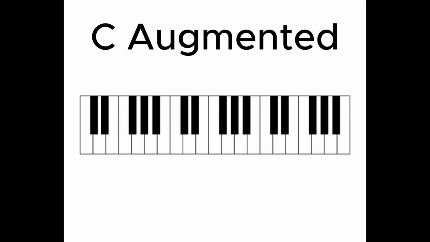Now finally we have our augmented chord, which is 4 half steps from the root to the third and 4 half steps again from the third to the fifth. So using C as our root again, we count 4 half steps, 1, 2, 3, 4, which puts us on E, and 1, 2, 3, 4 again, which puts us on G sharp. So a C augmented chord consists of C, E, and G sharp.